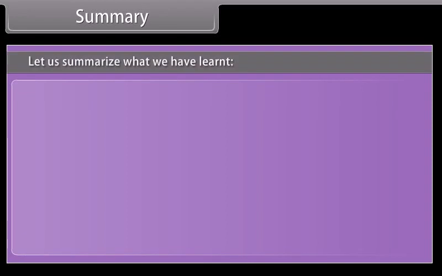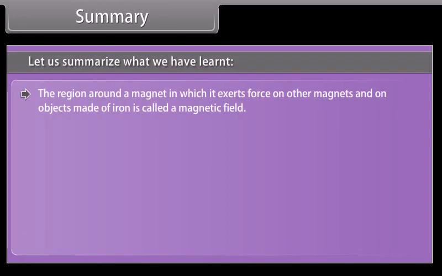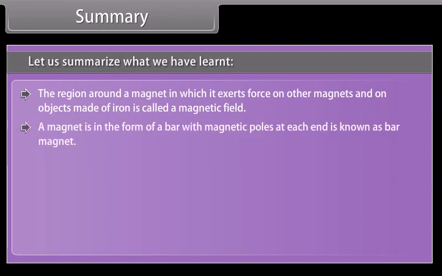Summary. Let us summarize what we have learned. The region around a magnet in which it exerts force on other magnets and on objects made of iron is called a magnetic field. A magnet in the form of a bar with magnetic poles at each end is known as a bar magnet.